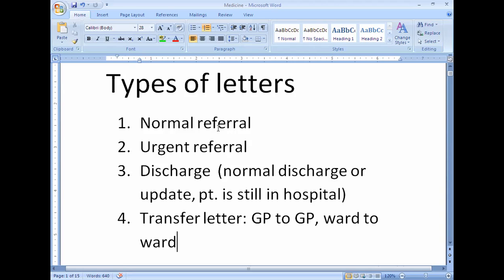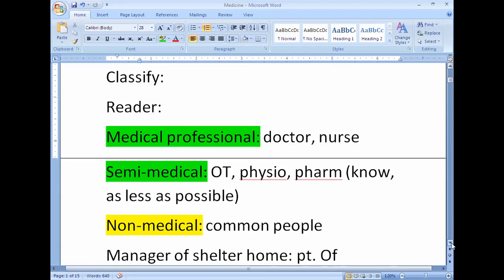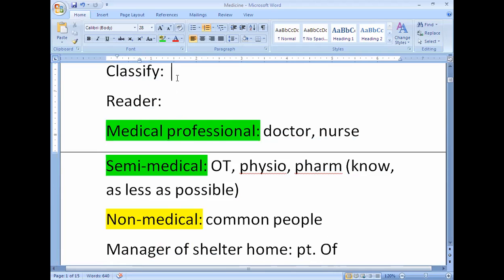How do you divide referral letters? Normal and urgent referral. For nurses, it is the same. Okay, these four types are the same. So now let me take this classification. This is my own classification.